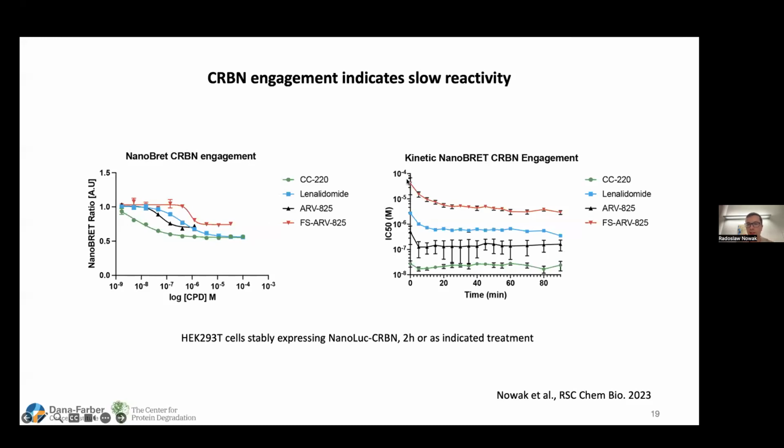And you can see that it happens to be effectively rather slow for fluorosulfate ARV-825, but at around 20 minutes, we are able to see pretty much equilibration of the assay. Whereas for the parental molecule, ARV-825, it's pretty rapid kinetics, rapid engagement of cereblon, and really maintained over a longer time.